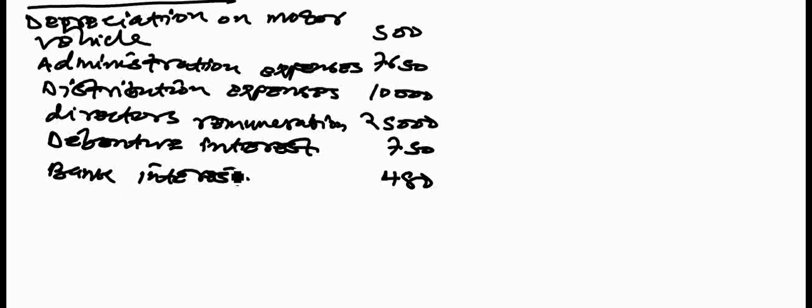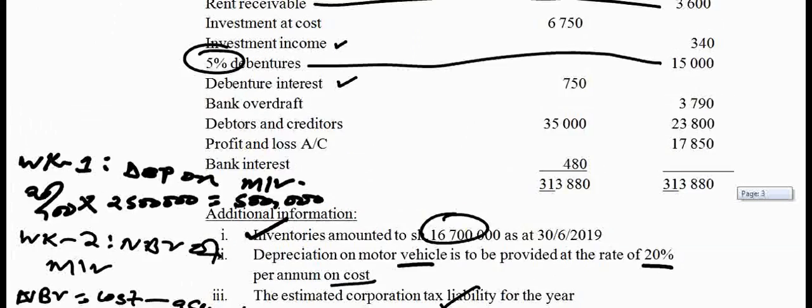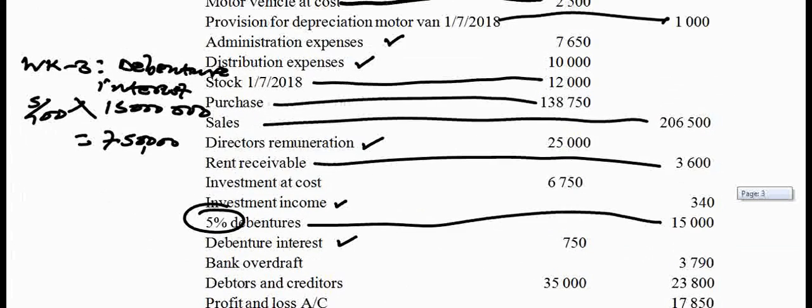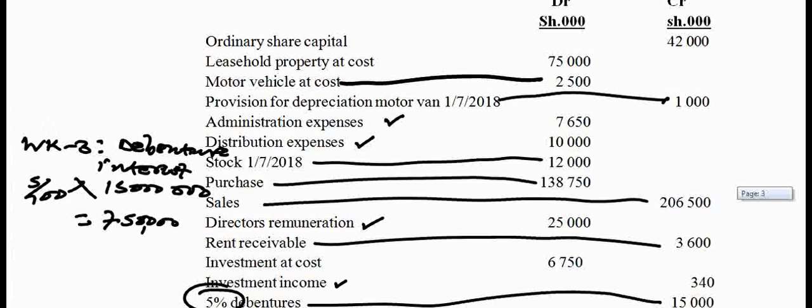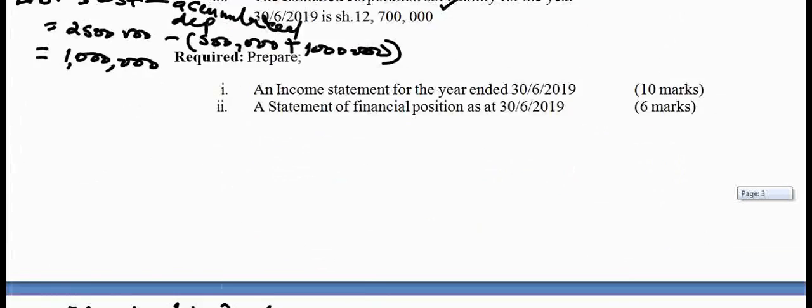Next, let me see what next we can put there. The other expenses seem to be finished. Yeah, they are finished. So someone to add that up and give us the answer.